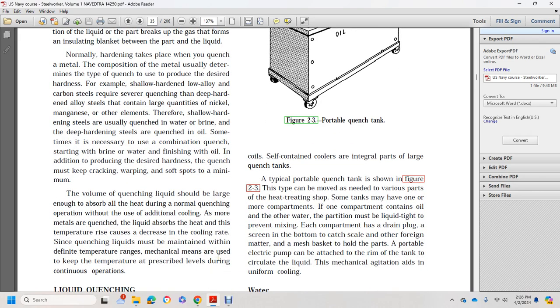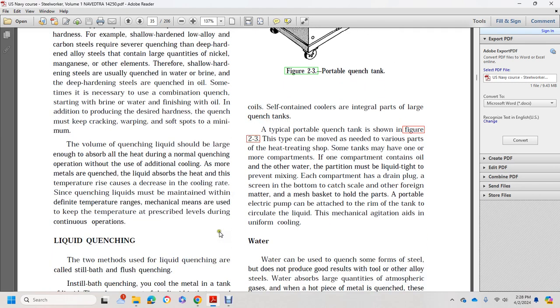The volume of quenching liquid is large enough to absorb all of the heat during the normal quenching operation. Even so, additional metal added to the quench liquid raises its temperature and decreases the cooling rate. Since quenching liquids are maintained within a defined temperature range, mechanical means are used to keep the temperature at the prescribed level during continuous operation.